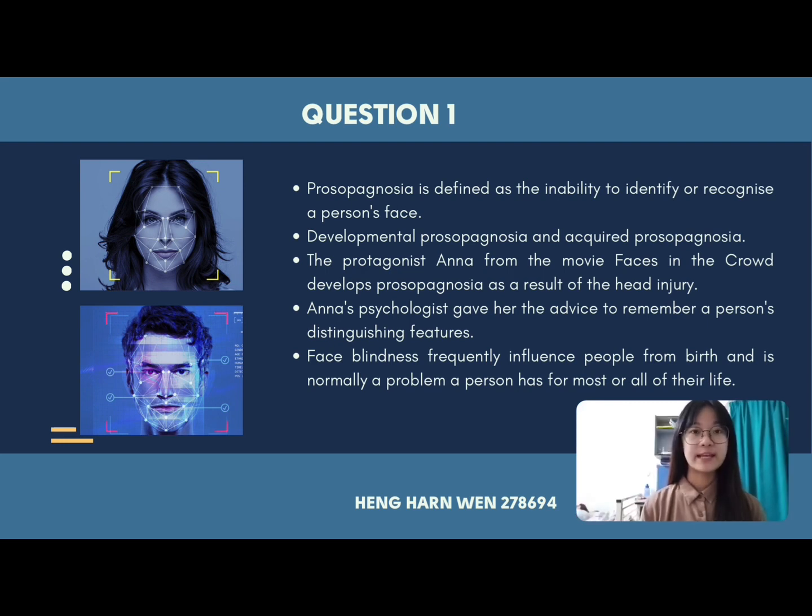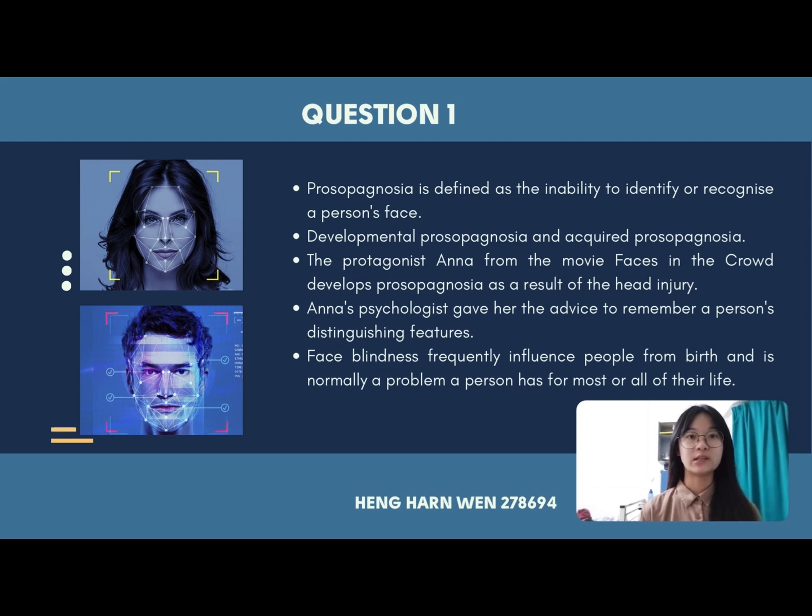The protagonist Anna from the moving face in the crowd developed proximal nodule as a result of the head injury. She was initially terrified, powerless, and helpless, and faced big problems in her life. For example, Anna's closer friend died by the killer due to the fact that she was unable to recognize the killer's face. As a result, Anna's psychologist gave her the advice to remember a person's distinguishing feature in order to overcome her face blindness.